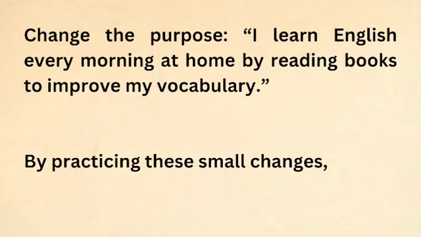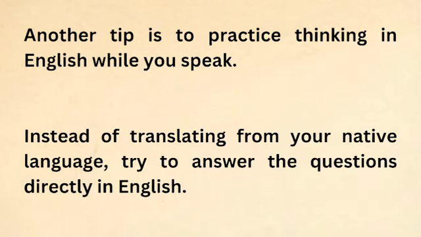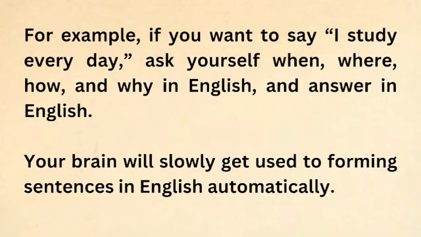By practicing these small changes, you will quickly see how one base sentence can create many different sentences. This builds confidence and expands your ability to speak longer sentences naturally. Another tip is to practice thinking in English while you speak. Instead of translating from your native language, try to answer the questions directly in English. For example, if you want to say, "I study every day," ask yourself when, where, how, and why in English, and answer in English. Your brain will slowly get used to forming sentences in English automatically.